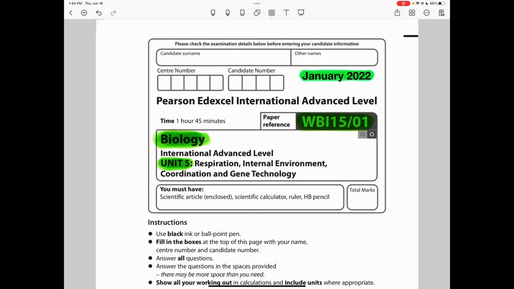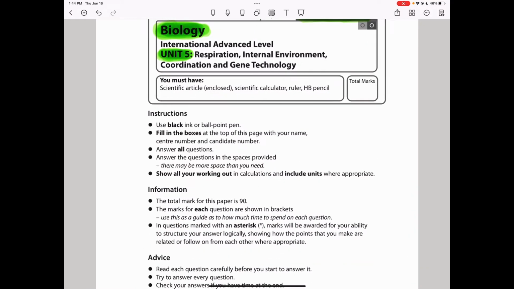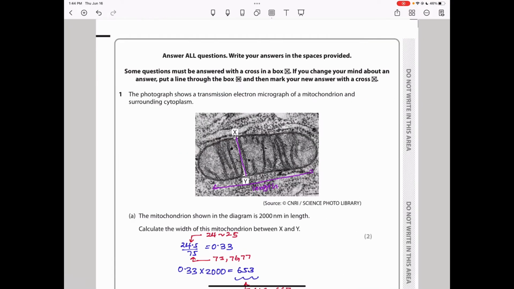Today we'll be doing the Pearson Edexcel International A-Level Biology Unit 5 for January 2022. This paper is 90 marks. I will go straight to question 1.